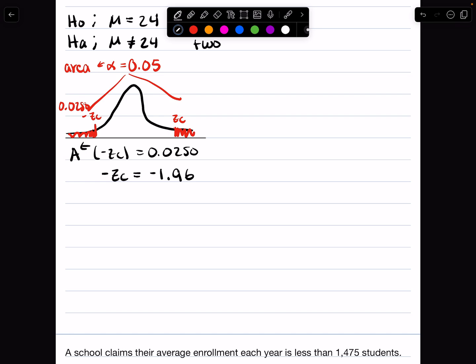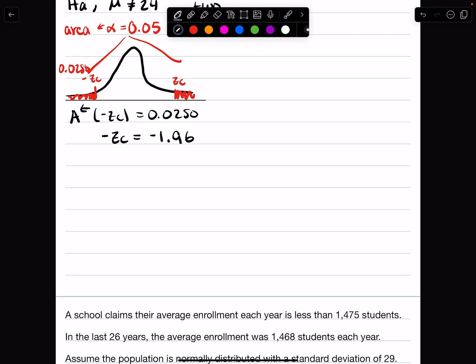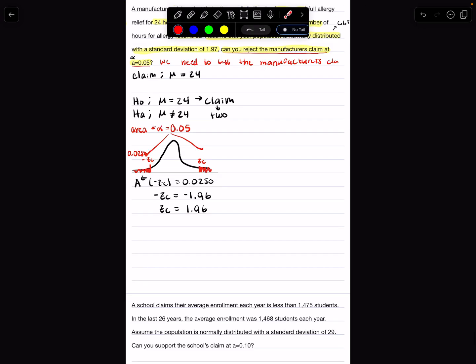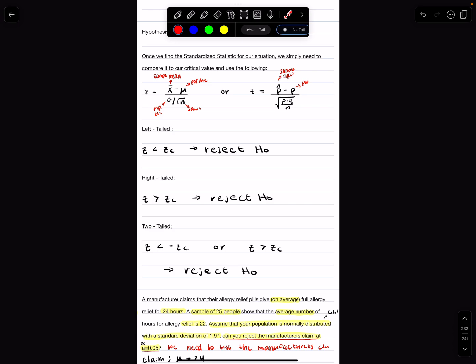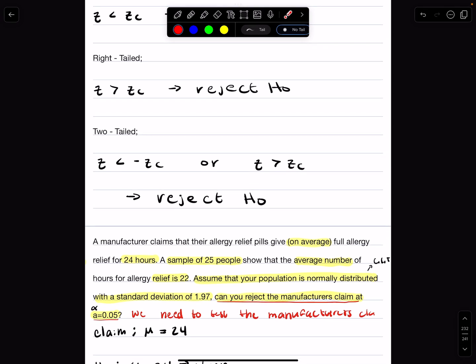Okay, so the negative critical value is negative 1.96, which makes the positive critical value positive 1.96. Now, let's look at what this previous section told us. It told us that if a test is two-tailed, then if the z-score for our situation, which we're about to compute, is less than this or greater than this, we reject H naught, i.e., if it's in these rejection regions, we are going to reject H naught.